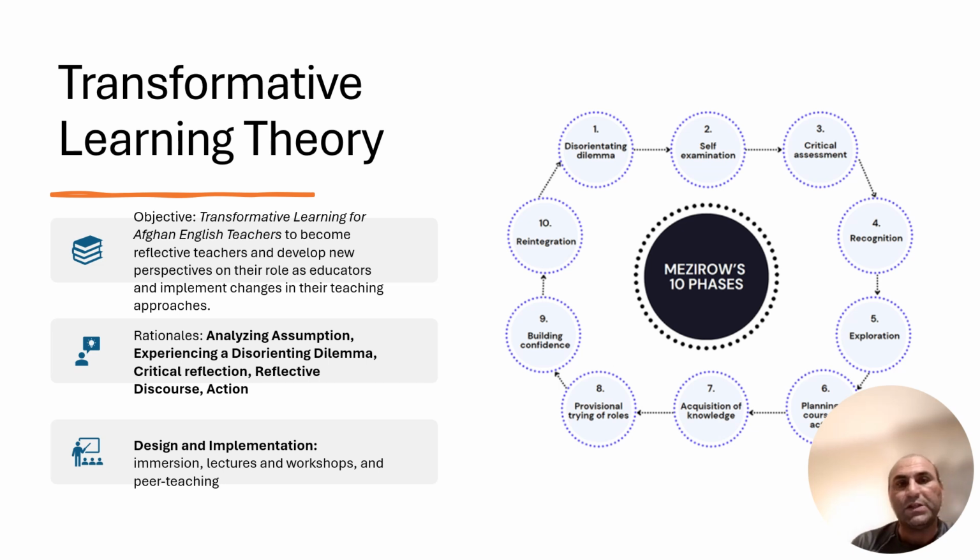The rationale behind this project was to help participants analyze their past assumptions and hegemonies, then experience a decision or dilemma, then critically reflect on the experience, and then engage in reflective discourse. Based on this process, they can act on what they want to change in the future. The specific design and implementation process included immersion in the native environment, lectures and workshops on how to become a reflective teacher, transformative learning theory, and peer teaching.